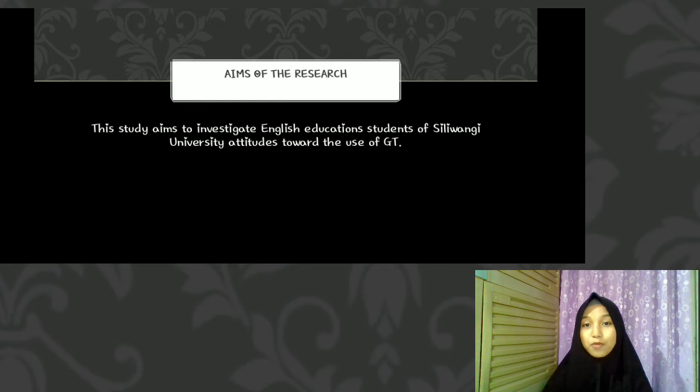Next is the aim of the research. So what is the aim of the research? As I told before, this research or this study has the aim to investigate the attitude of the English education students of Siliwangi University towards the use of Google Translate. So this is the aim, that I try to find the result to determine whether Google Translate is effective or not according to the students of the English Education Department of Siliwangi University that use this machine translator or translator machine.